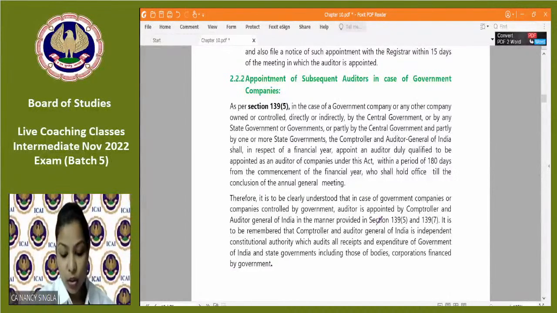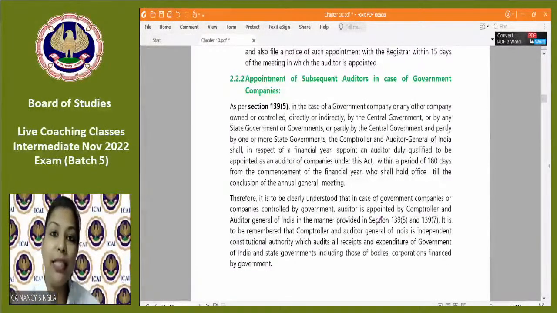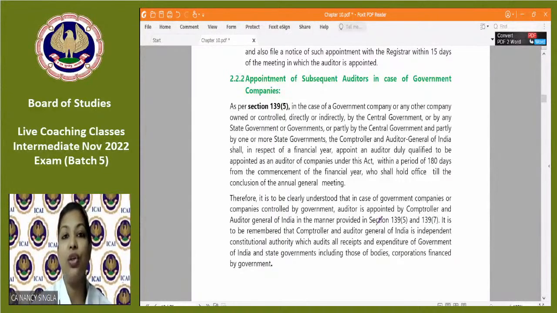So see students, who is CAG? CAG is an independent constitutional authority and it audits the receipts and expenditure of the government of India, the state government, or any of the corporates or bodies which are financed by the government. Who audits them? CAG is an independent constitutional body. Who appoints the CAG? The President of our country.